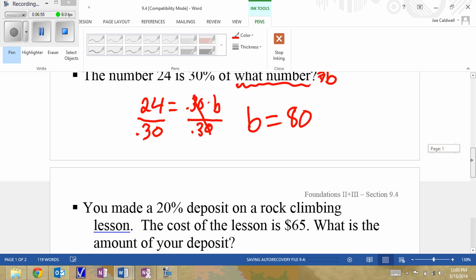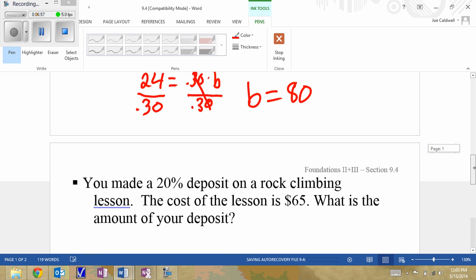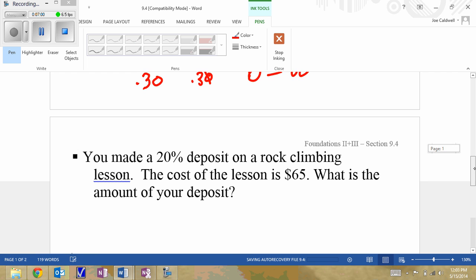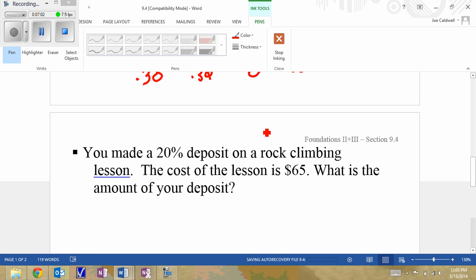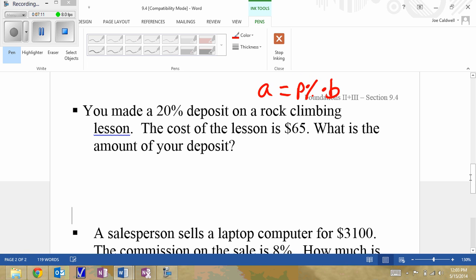All right, a few story problems here, which we can use percentages, and we can still use that A equals percentage P times B equation. I'm just going to write that up there for you. So if you made a 20% deposit on a rock climbing lesson, okay, but the cost of the lesson is $65 total, what is the amount of your deposit? So we know the percentage, we know the total amount, and so what we don't know is the part.